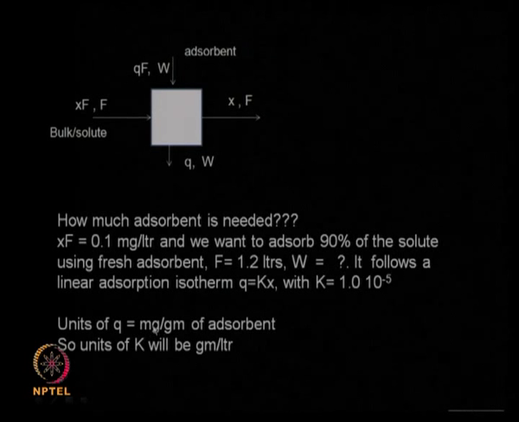Now, units of Q will generally be the amount of adsorbate adsorbed on certain grams or milligrams of the adsorbent, whereas the units of x, please remember, will be like milligram per liter of the solution, because x relates to the concentration of the adsorbate or the solute in solution, whereas Q relates to the amount of adsorbate or solute adsorbed per gram or milligram of the adsorbent. So, the units are different. Please see this: milligrams per liter, milligrams per gram. So, the units of K will also be correspondingly like that.